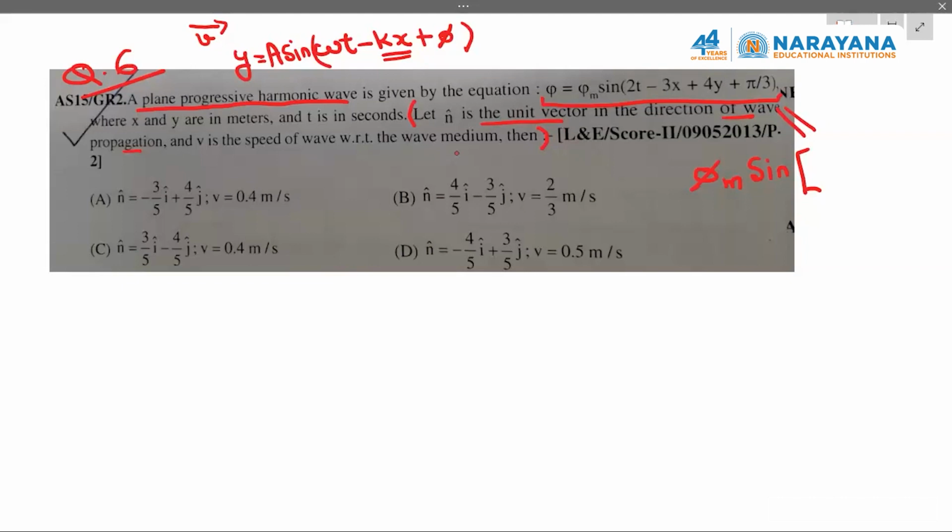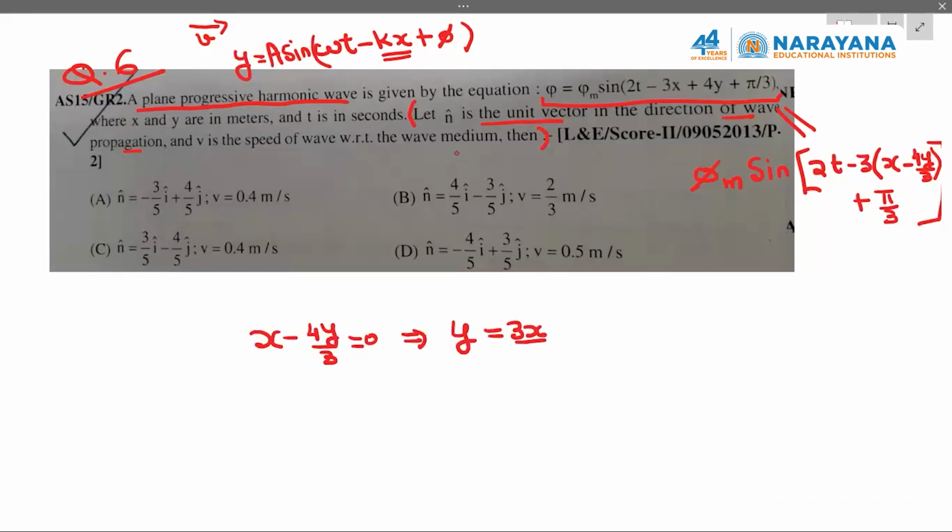This term kx, let me show it like this. Observe it like this: it is 2t minus thrice of, I am writing this term as, x minus 4y by 3 plus pi by 3. You can observe it like this also. Now, x minus 4y by 3 is equal to 0, right? If you look into this equation, y is equal to 3x by 4.